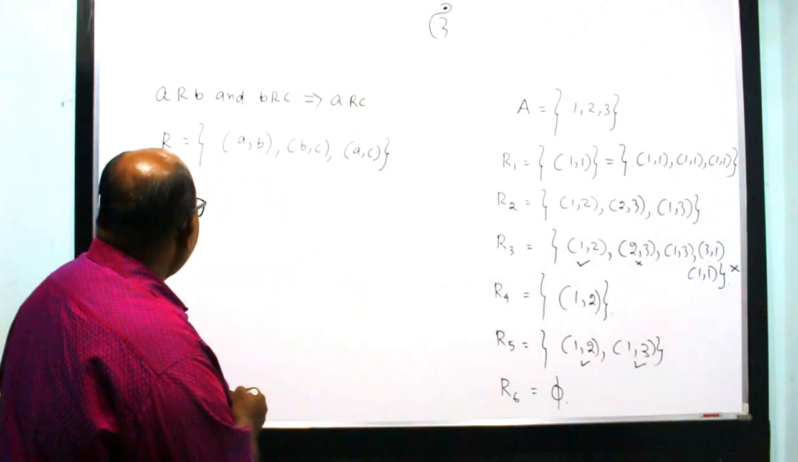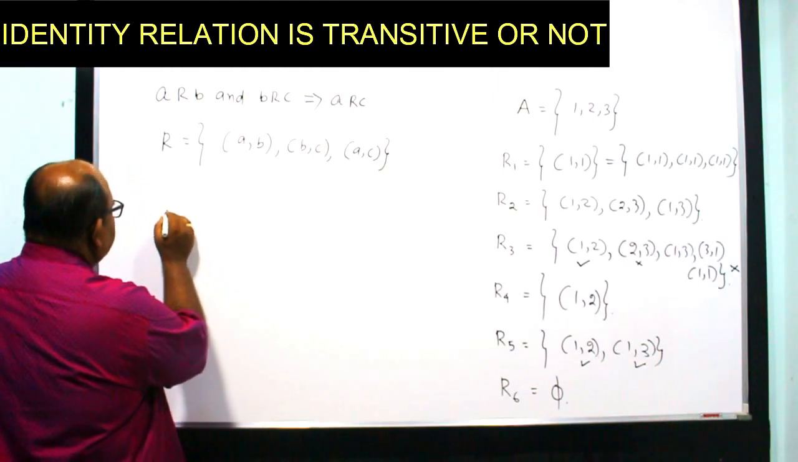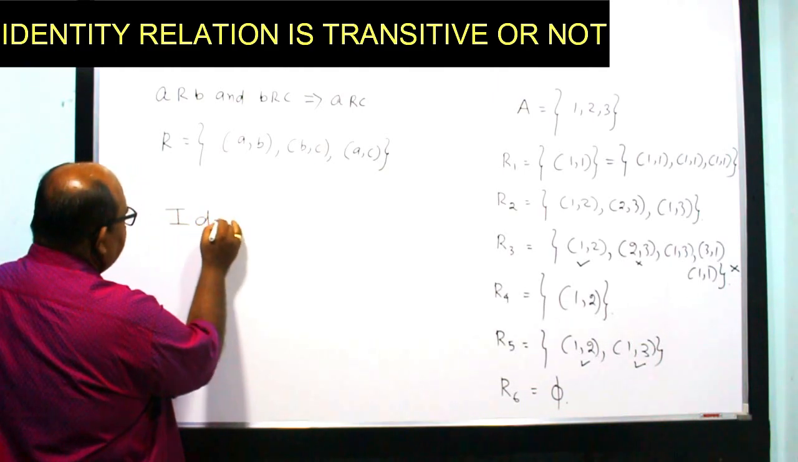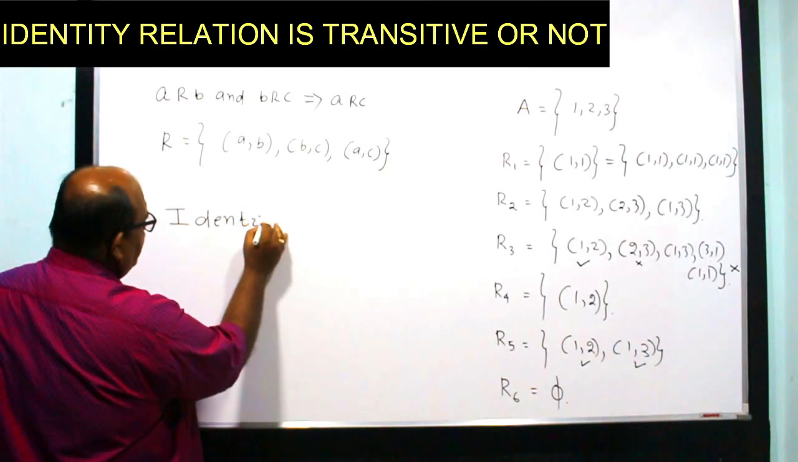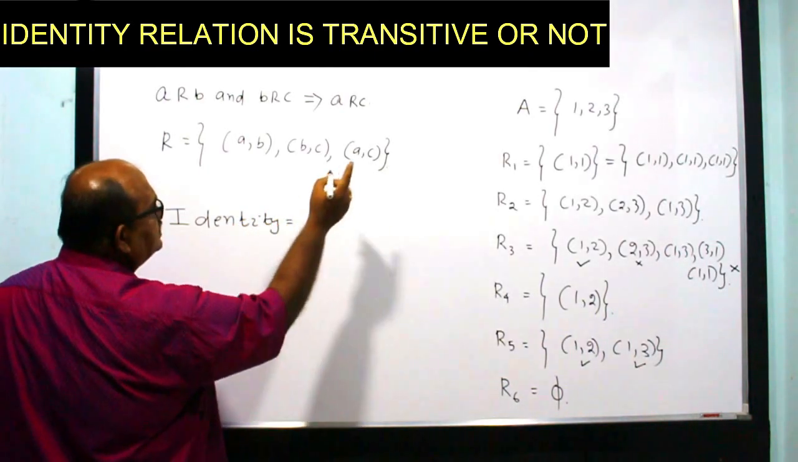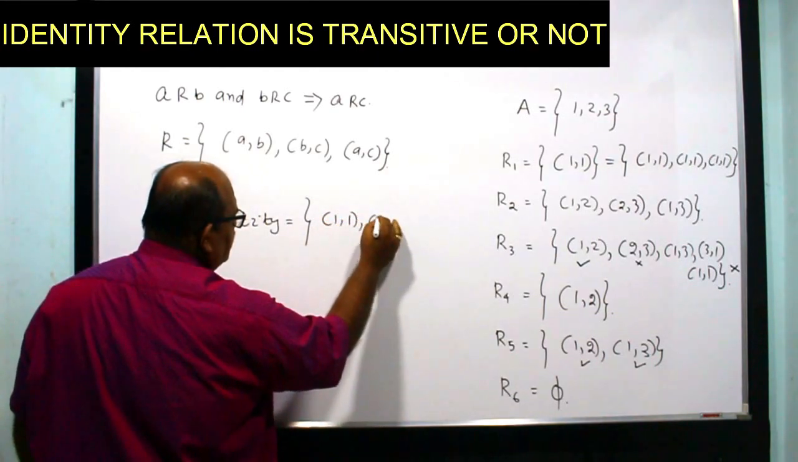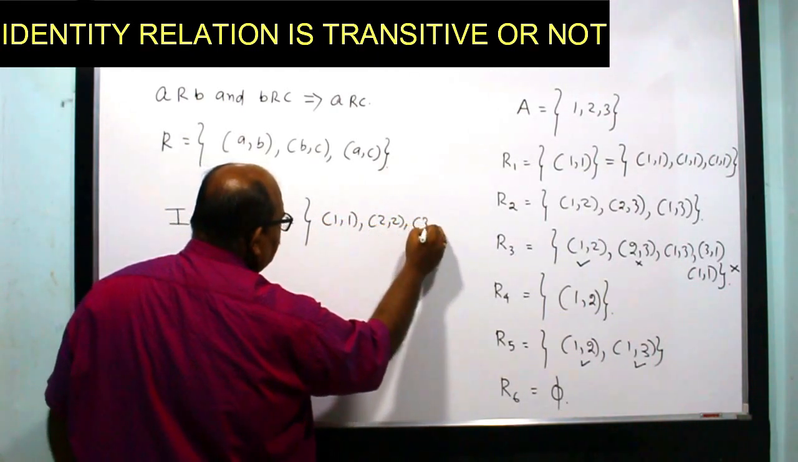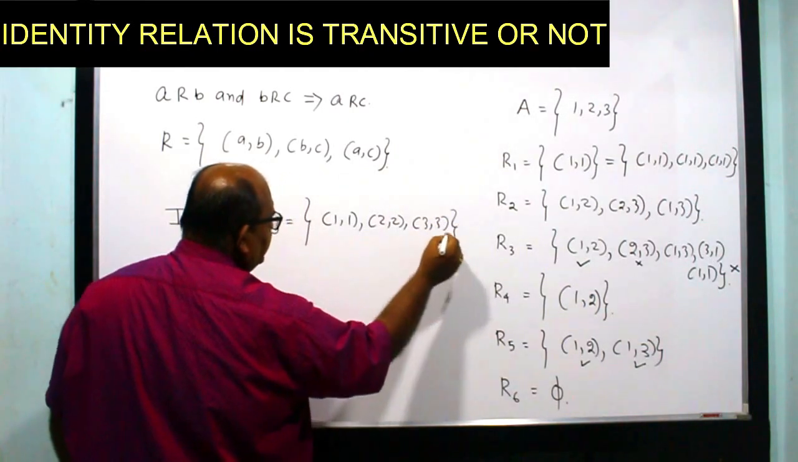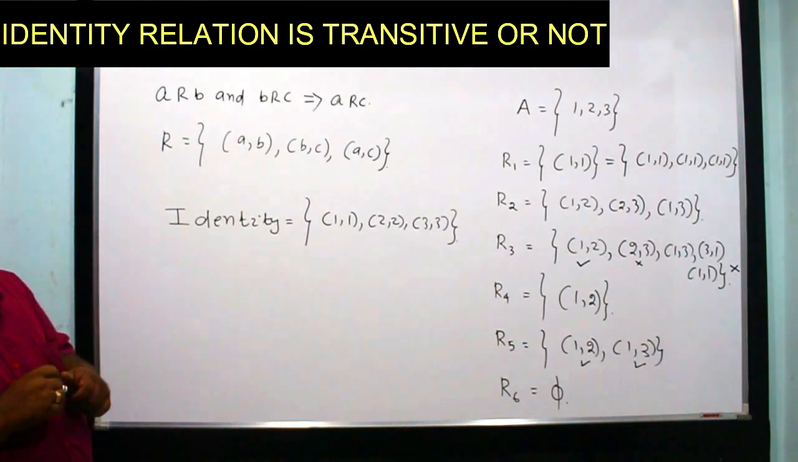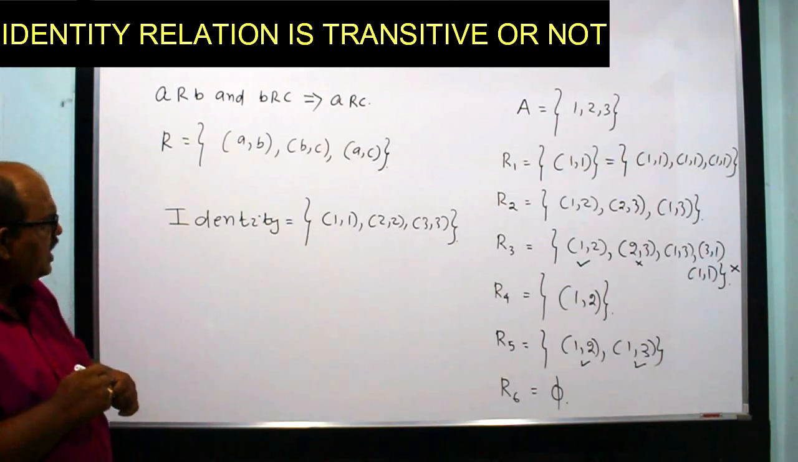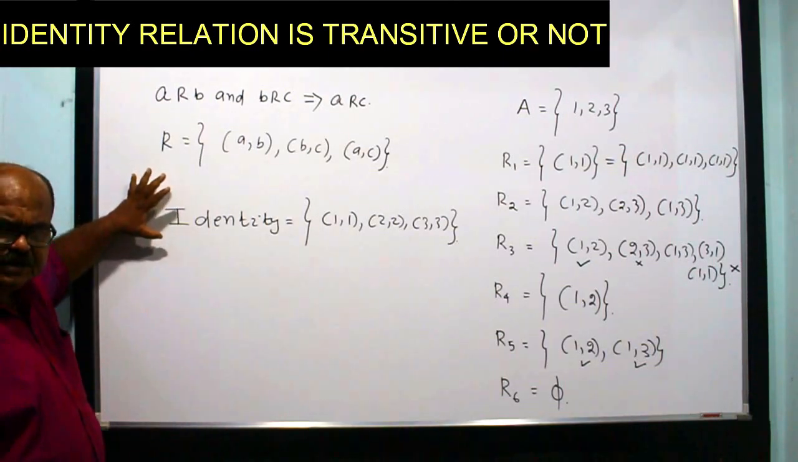Now look at the identity relation and universal relation. Are they transitive or not? Identity relation on set A is equal to {(1,1), (2,2), (3,3)}. Is this transitive or not? Yes, clearly. So the identity relation on any set is transitive.